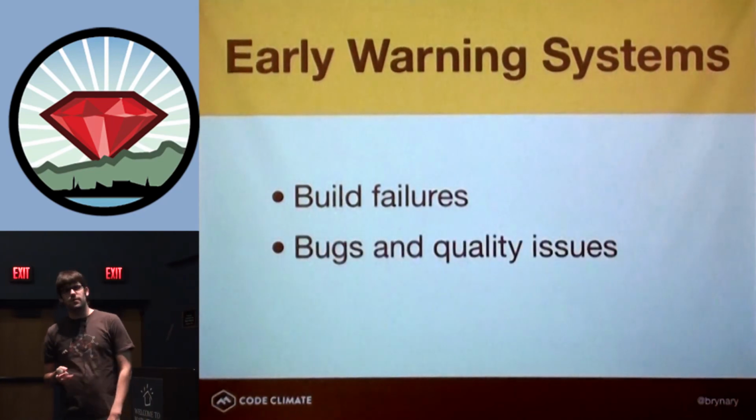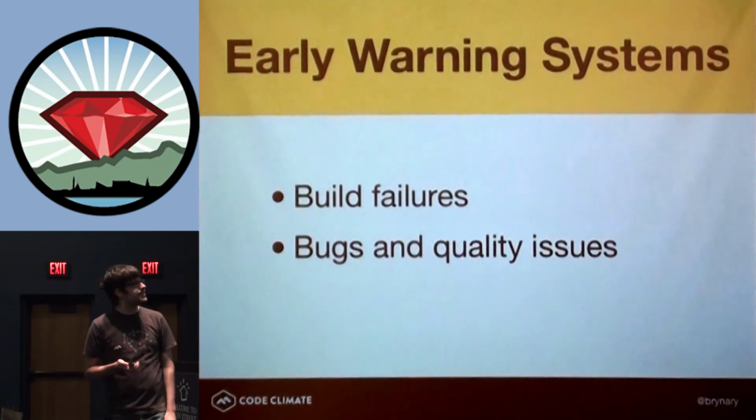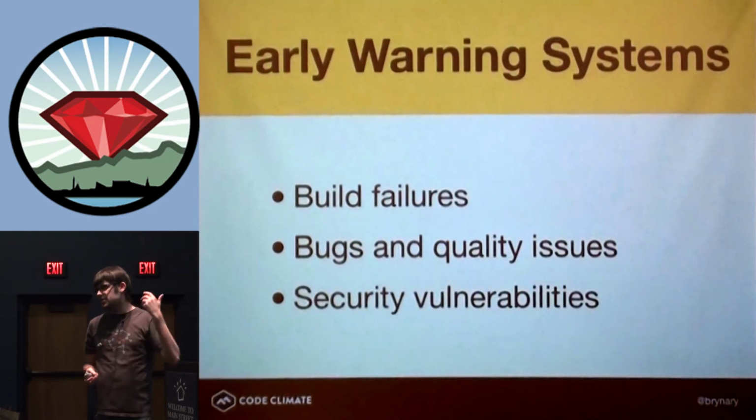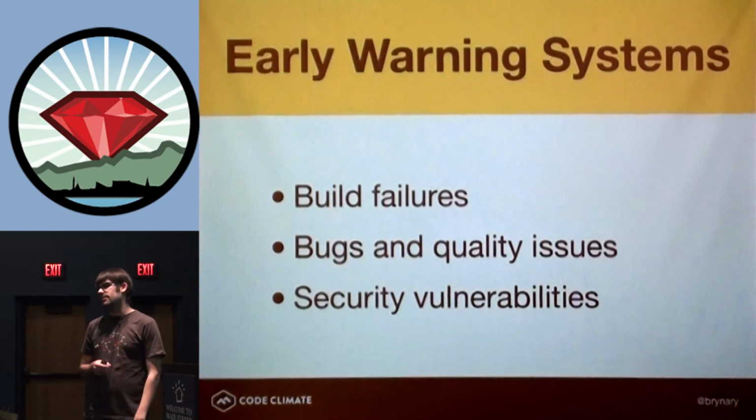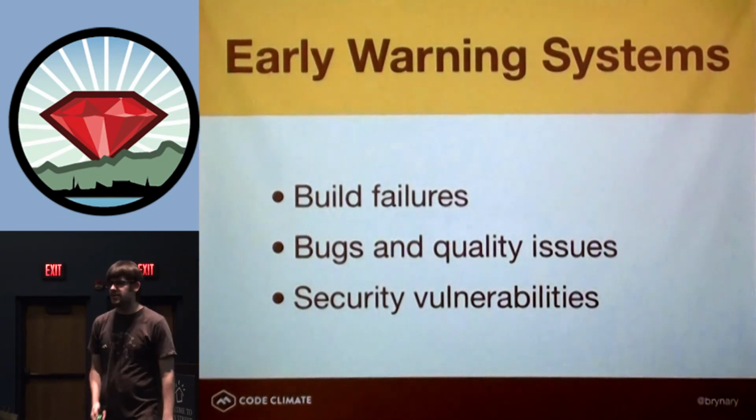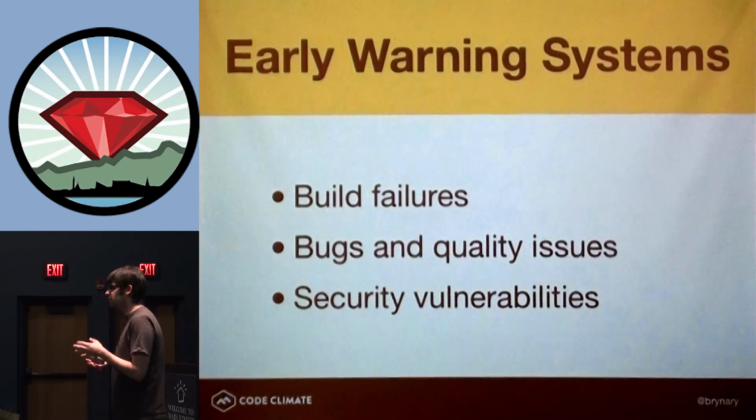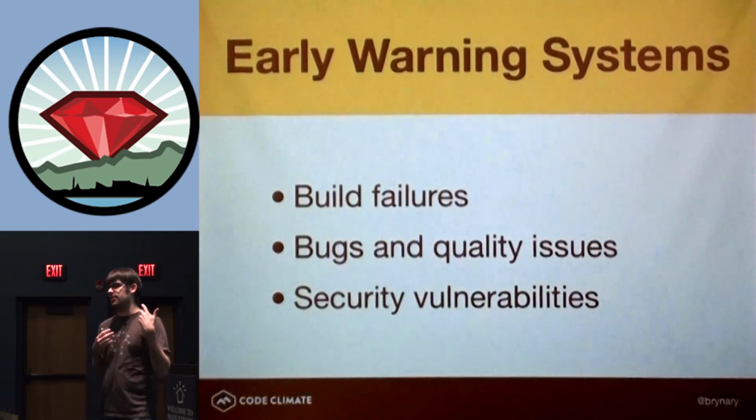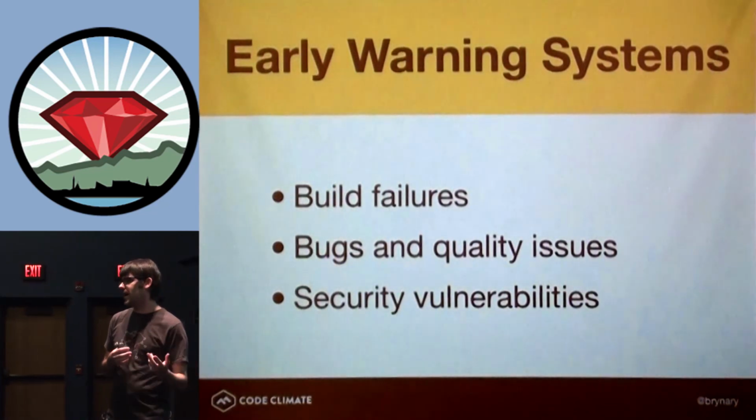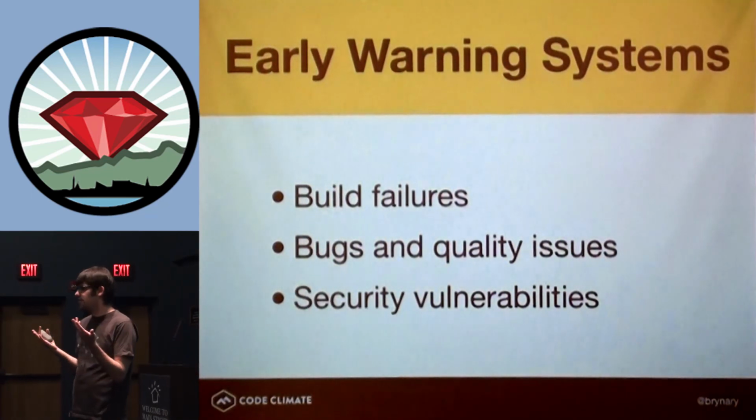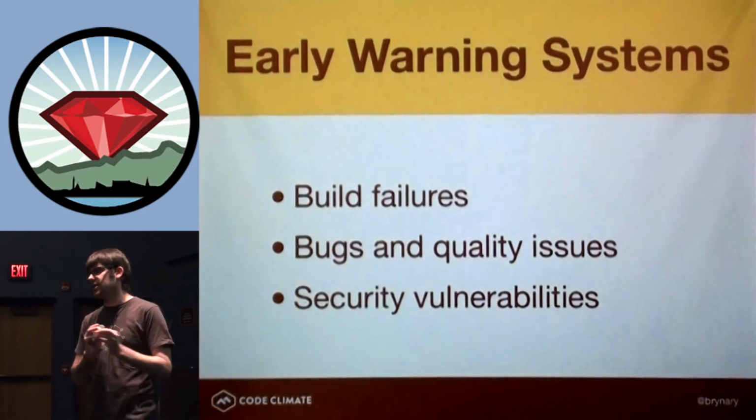It's also possible to set up early warning systems for things like bugs and software quality issues using static analysis tools, and for security vulnerabilities using both dynamic and static analysis. You can have tools that scan your website every hour, and as soon as you introduce a cross-site scripting vulnerability, will ping you. The reason it's important to find issues early is because that's when they're much easier to fix. If you find a problem in your code base right away, you still have that context in your mind about what you were doing when you introduced that problem, and it's much easier to just go in and make a change and resolve it.